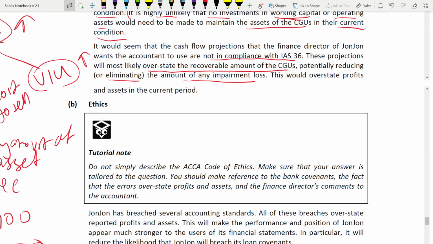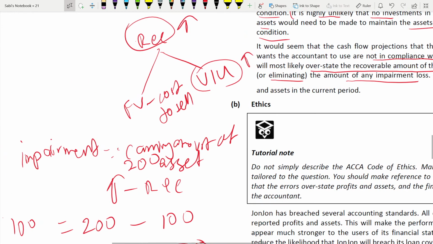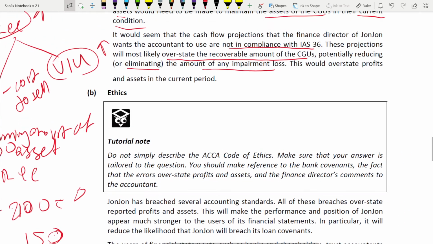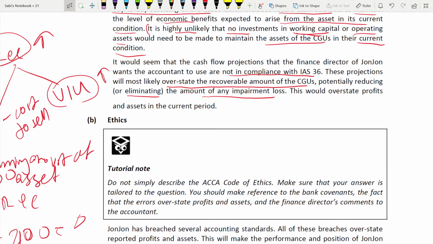So it will reduce. It could eliminate also. Eliminate, why? Because let's say your recoverable amount is now 200. So 200 minus 200 is 0. Eliminated. So it could reduce or eliminate the amount of any impairment loss. This would again overstate profit and assets also. How assets? How assets?